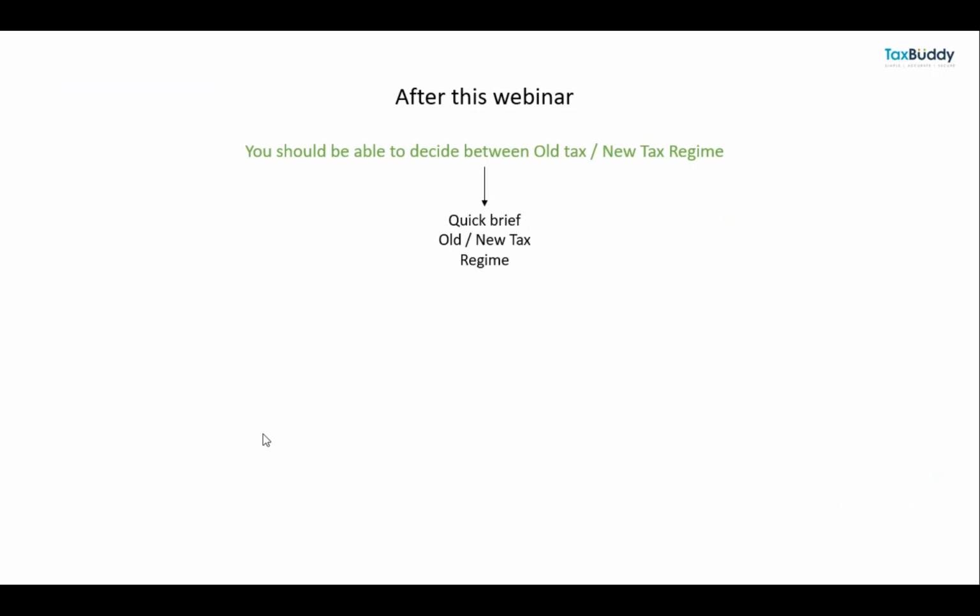First, a quick brief discussion of what is old tax regime and what is new tax regime. Second, how to decide. Here we have elaborated the steps to decide which option will be better for you. Next, there are a few important points that you need to take into account. We shall also give you the link for a free tool to decide which option will be better for you by just answering a few questions. And the final session would be question and answer.